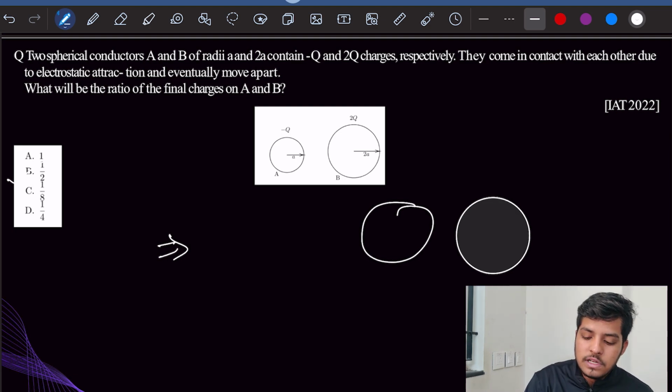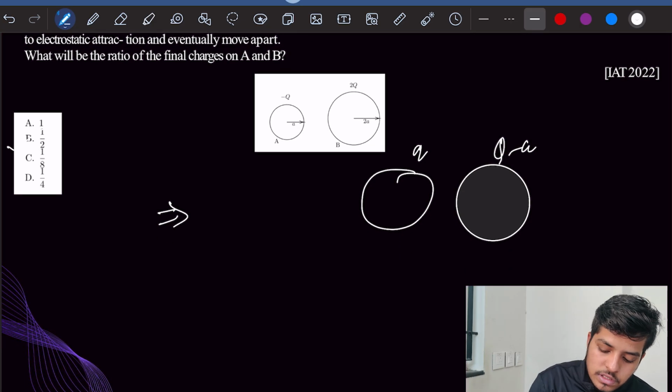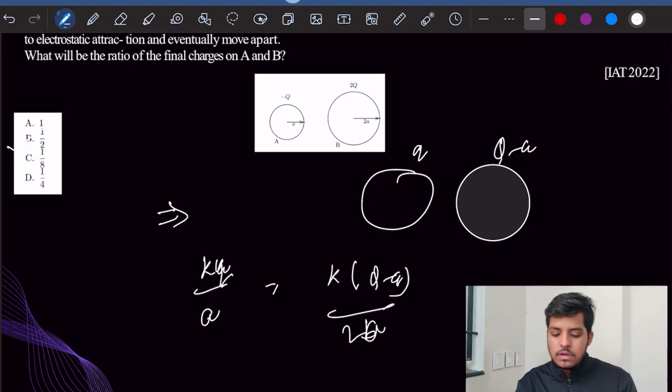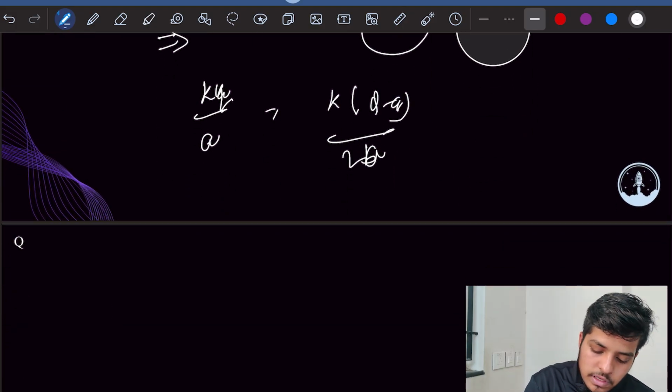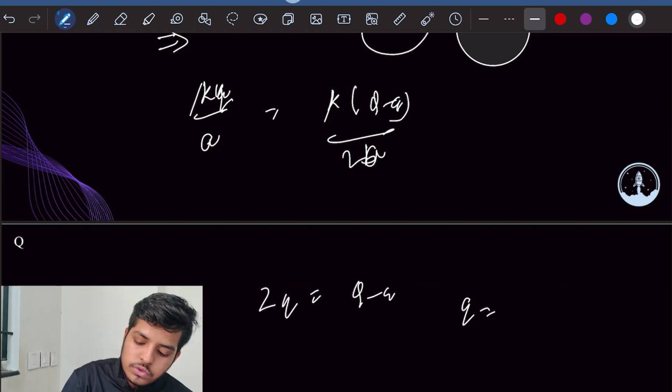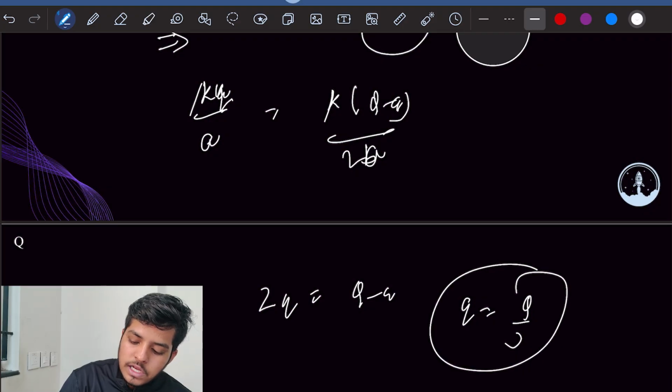And due to charge conservation, let's say that on the smaller sphere there is a q charge, then on the bigger sphere it will be Q minus q by charge conservation. Now equate the potential. So kq upon a equals k into Q minus q upon b, that is 2a. We have to find q. So k got cancelled. So 2q equals Q minus q. So small q equals Q upon 3. And the charge on the other sphere is Q minus Q by 3, that is 2Q by 3.